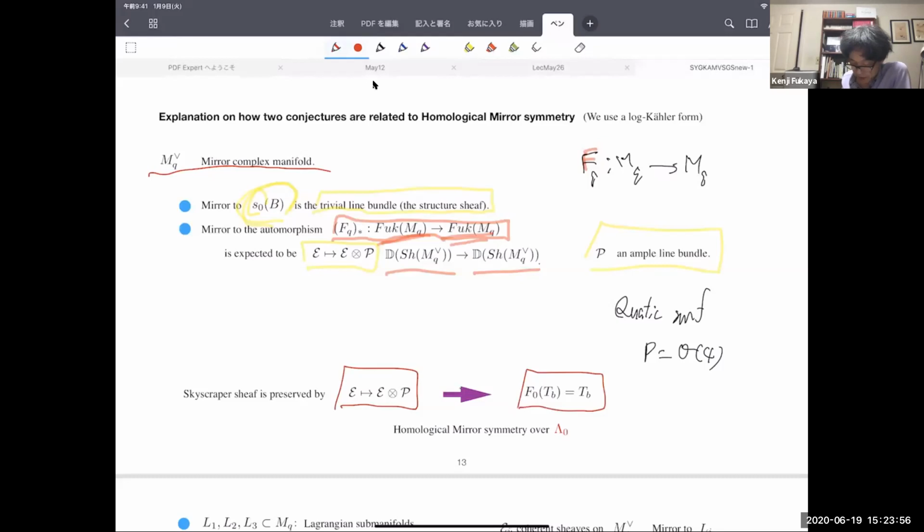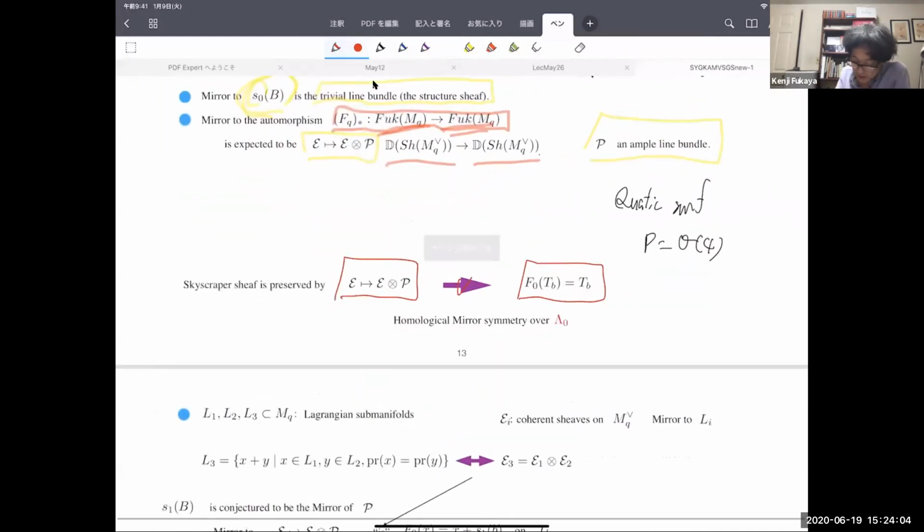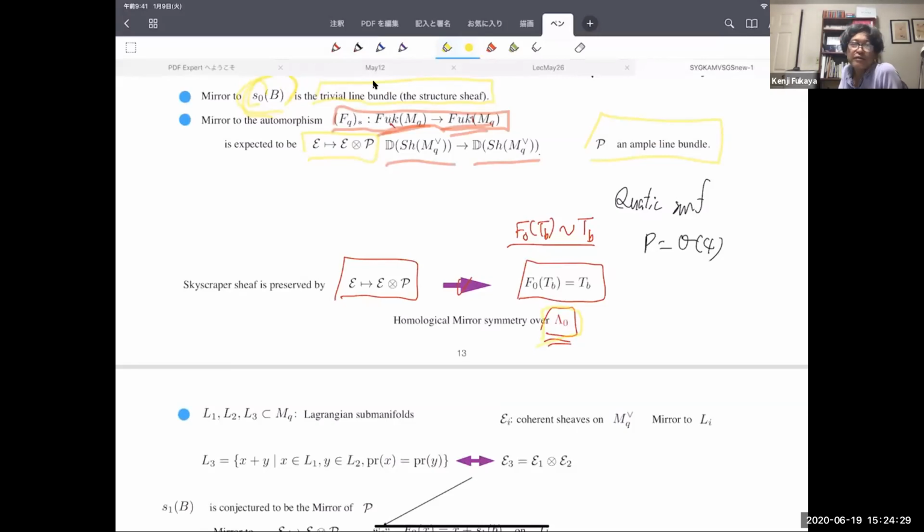But this is a bit superficial, and there is some cheating, because this implication probably just implies that F0 TB is Hamiltonian isotopic to TB, because this is just the automorphism of the category. And if you want to study dynamical systems, this is not strong enough. But I have a maybe strange idea: if you prove this homological mirror symmetry over Novikov ring, not Novikov field, probably this equality holds.